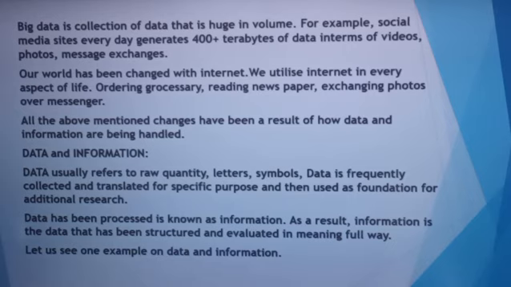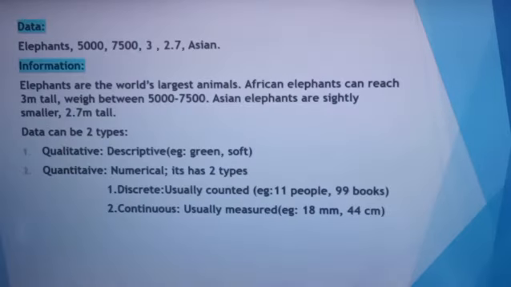Let us see one example on data and information. Data is elephants, 5000, 7500, 3, 2.7 and Asian. How can we convert this into information? Elephants are the world's largest animal. African elephants can reach up to 3 meters tall, weigh around 5000 to 7000. Asian elephants are slightly smaller and 2 meters tall.